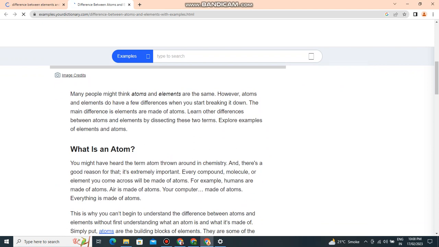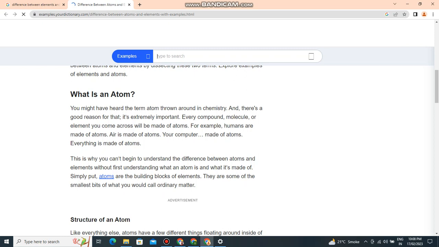Many people might think atoms and elements are the same. However, atoms and elements do have a few differences. When you start breaking it down, the main difference is that elements are made of atoms. Learn other differences between atoms and elements by dissecting these two terms. Explore examples of elements and atoms.